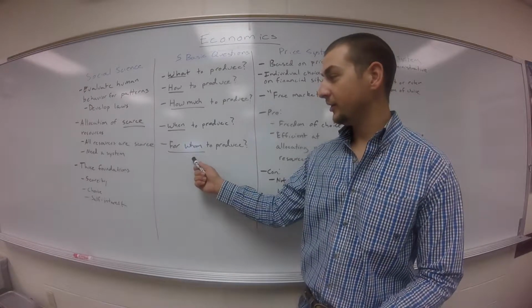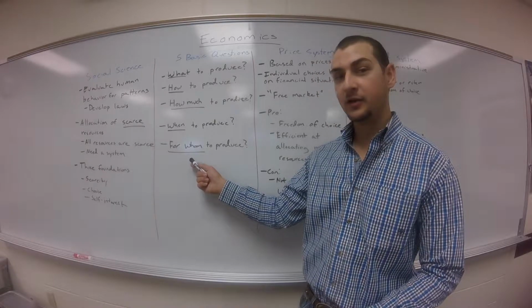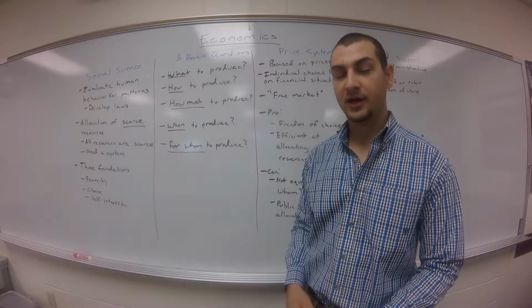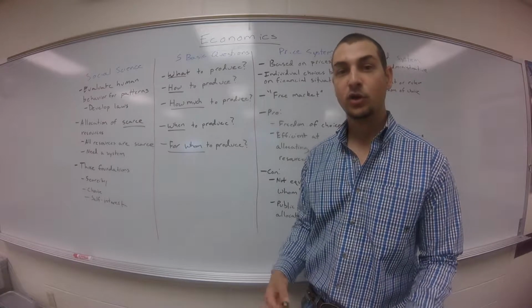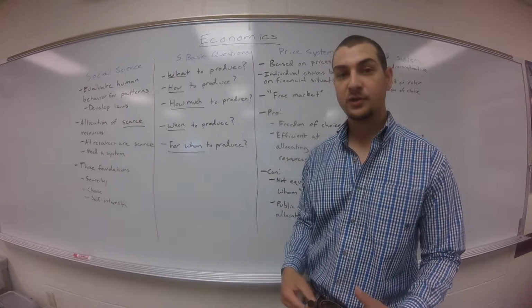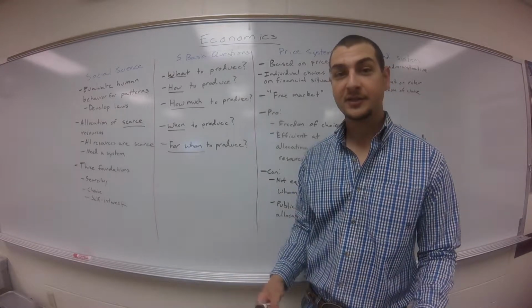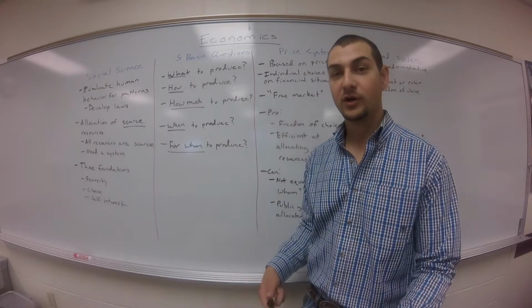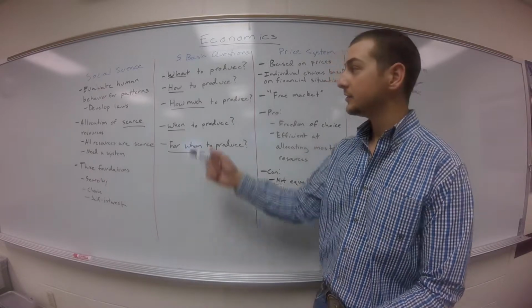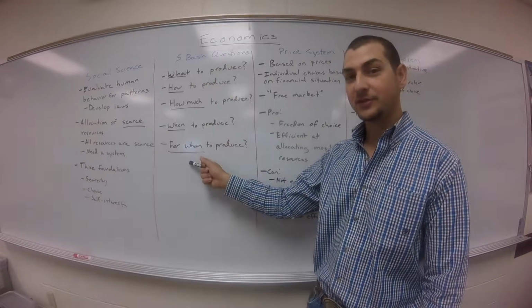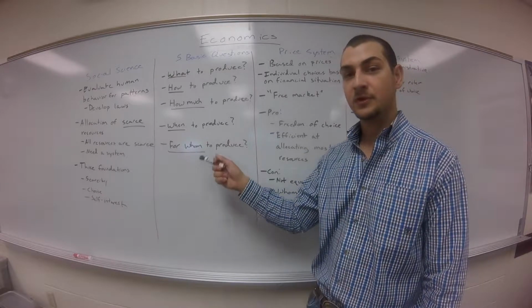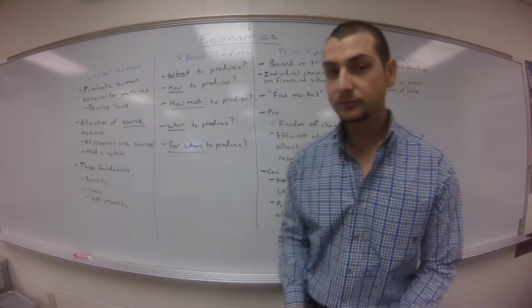And every economic system must also decide for whom are we going to produce the items. Who's going to be able to get them? Is it going to be distributed evenly? Is it going to be set up on a price system where everybody has to buy it? So these 5 questions must be answered in every economic system, regardless of where you're at.